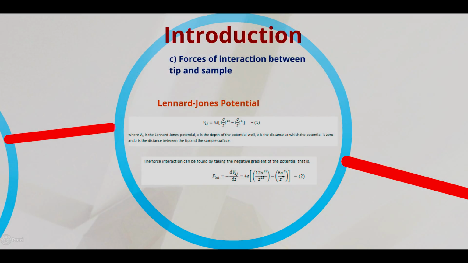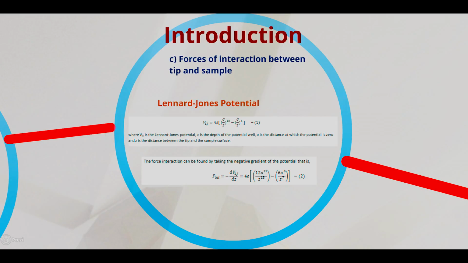The dominant type of force interaction between the tip and sample is dependent on the vertical distance between them. The potential energy of this interaction can be described by the Lennard-Jones potential as shown in equation 1. Over here, Z refers to the distance between the tip and sample surface. 1 over Z to the power of 12 describes the repulsion due to the Pauli exclusion principle. And the 1 over Z to the power of 6 term describes the attraction due to van der Waals forces.